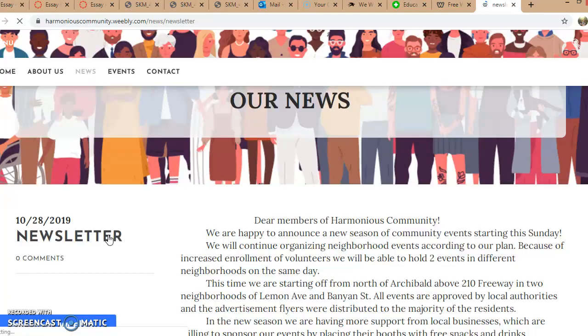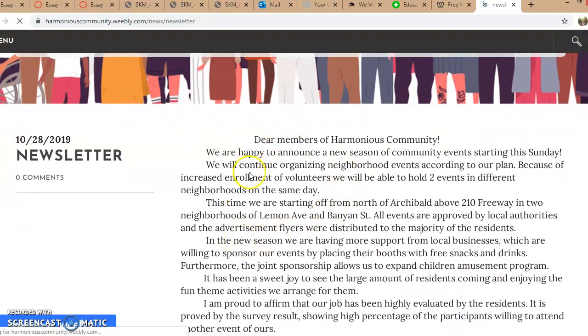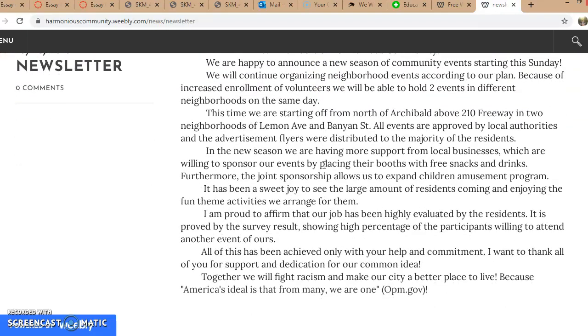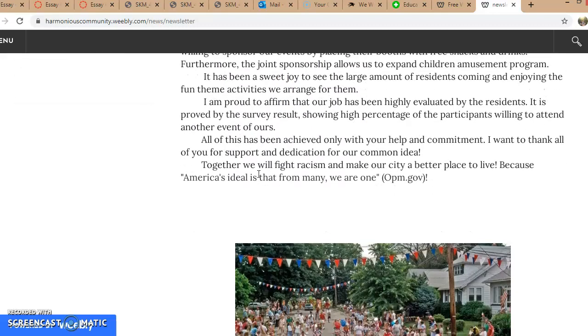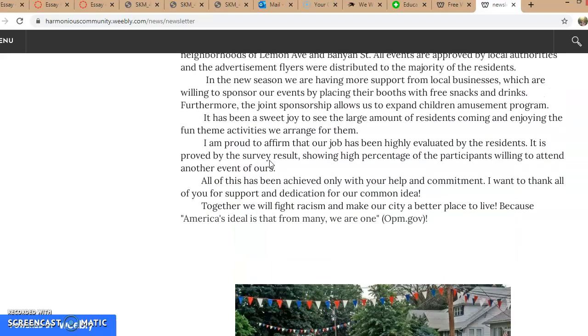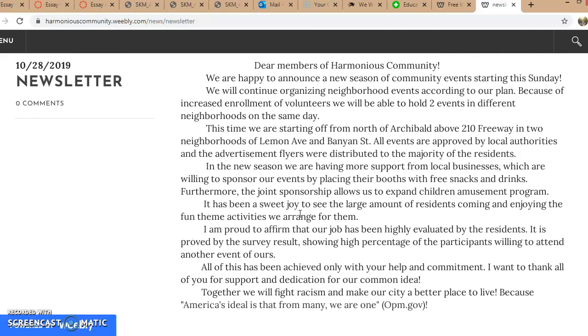Remember, the newsletter goes out to members of your organization. So she does that very well, saying, "Dear members of Harmonious Community," and then she talks about why there's still the need for their organization, what they're going to be doing, upcoming events, that sort of thing. I think this could be a little bit longer in terms of what would go out to the members.